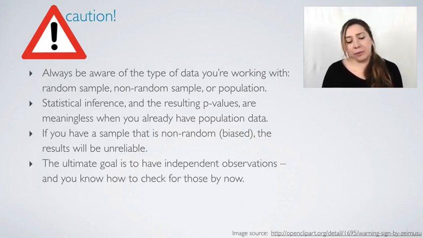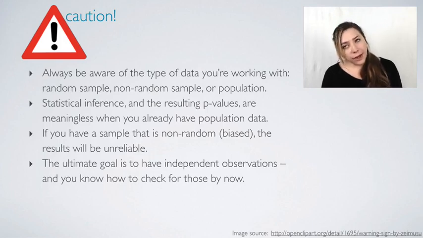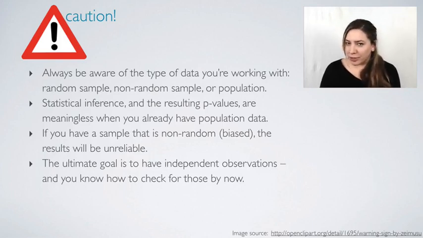And lastly, remember that the ultimate goal is to have independent observations to be able to do statistical inference. And by now in the course, you should know how to check for independent observations. Remember, we like random samples. We do like large samples, but we don't want them to be too large. And we have that 10% rule that we check if we're sampling without replacement.